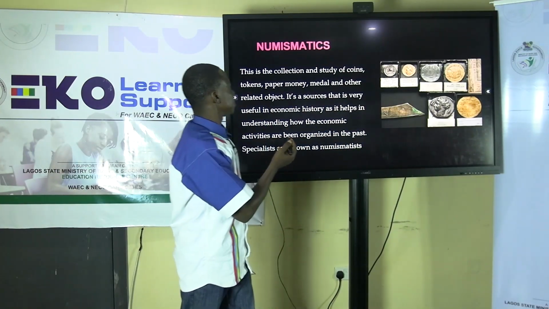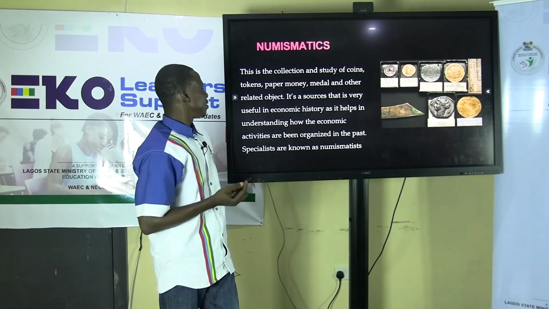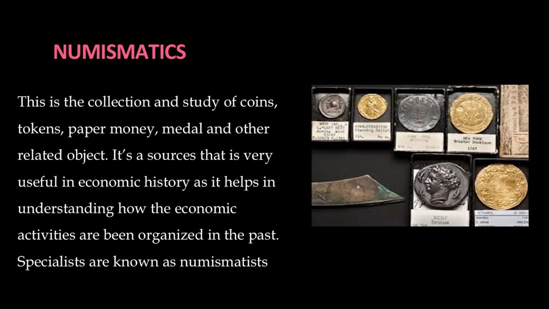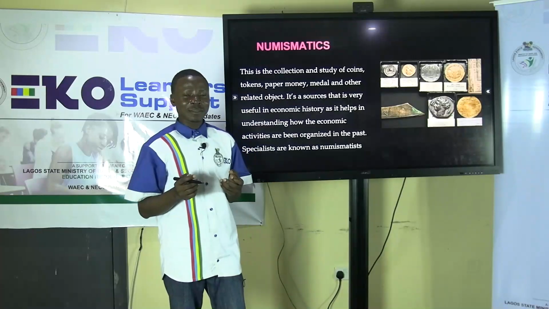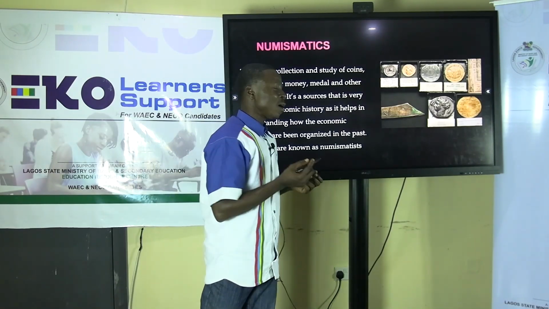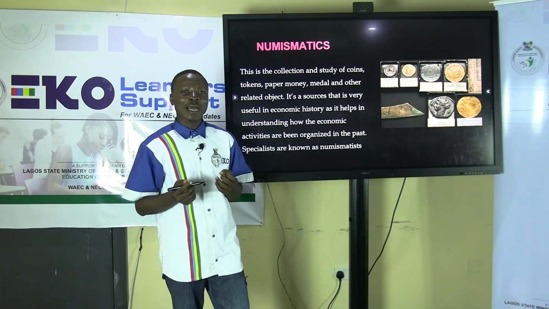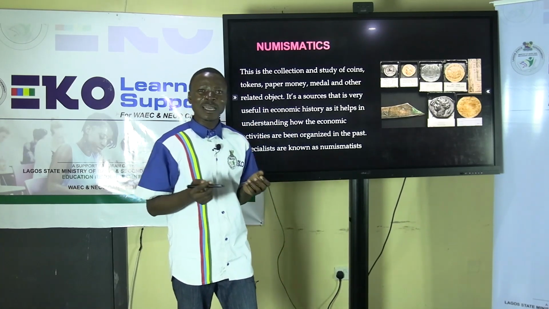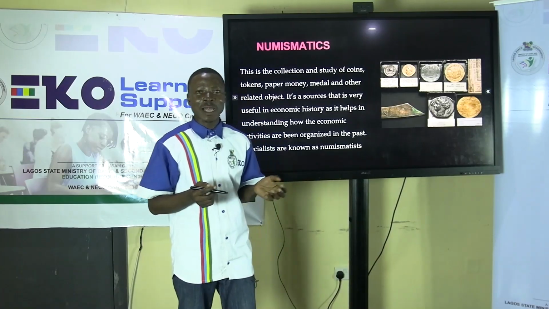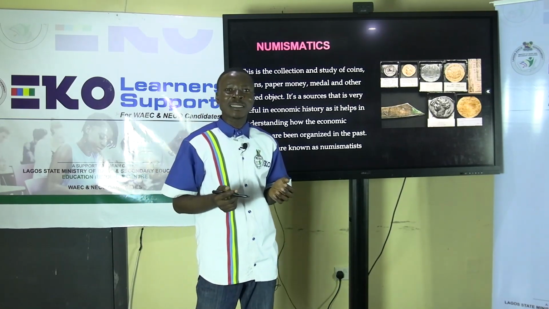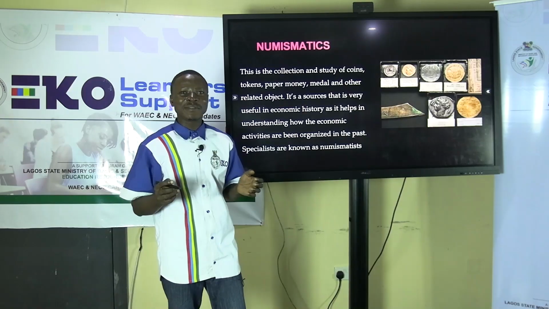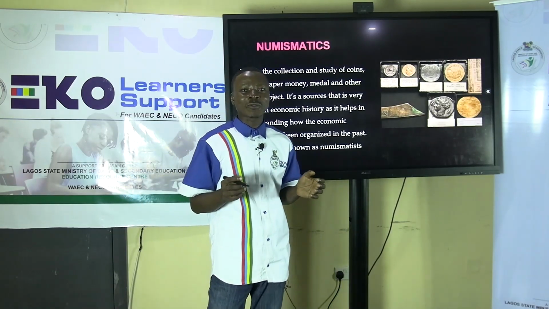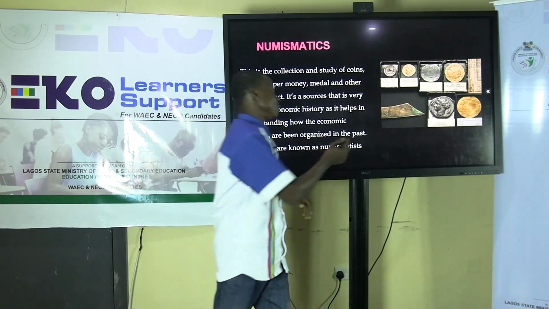Now we are going to numismatics as a source of history. This is the collection and study of coins, tokens, paper money, medals, and other collectible materials as a source of history. This is also very useful and important in the study of economic history. It helps to evaluate the trading activities at a particular time, and helps in understanding the volume of economic activity that happens at a particular period of time.